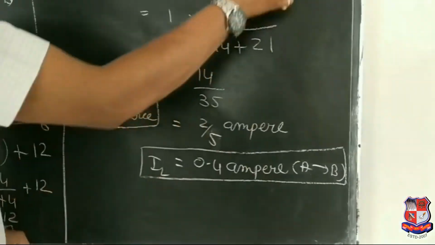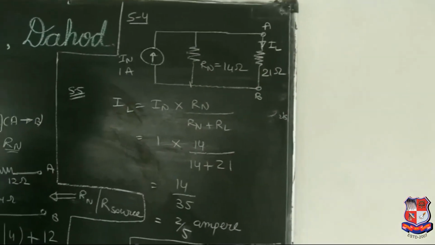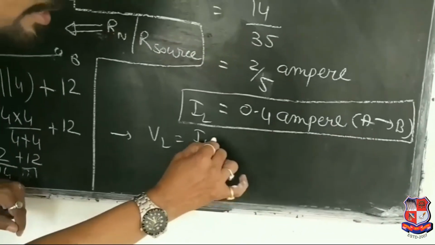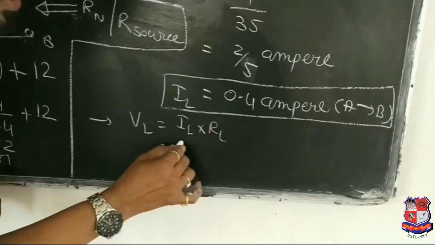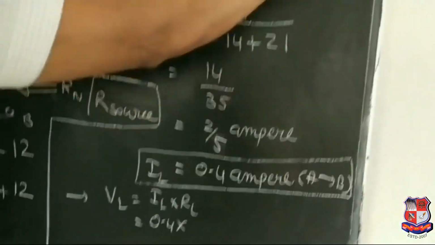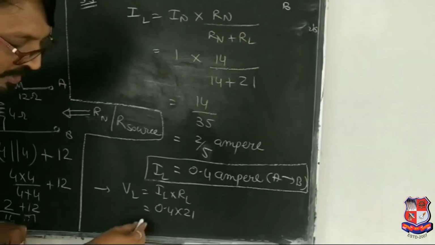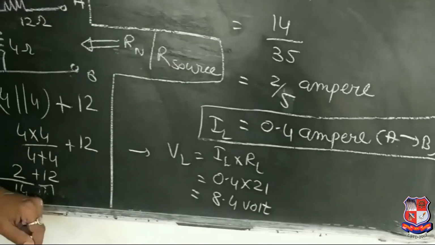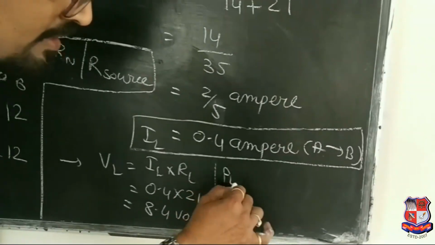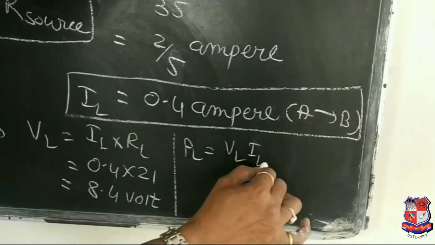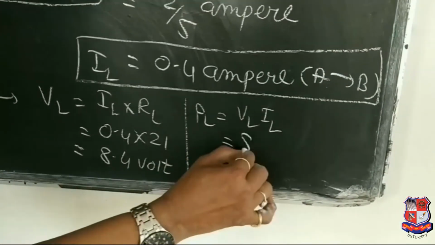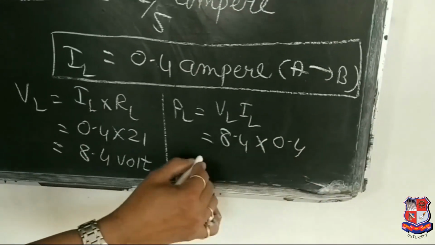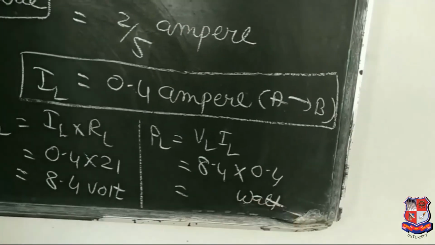Now, if you want to find the voltage across this 21 ohm, then we can say VL equals IL into RL. Now, what is the VL? 0.4 multiplied by RL, that is 21 ohm. If we multiply, we get 8.4 volt. That is our VL. Or if you want to find the power, then it will be given by VL into IL. VL we have 8.4, and the current IL is 0.4. By multiplying these two, we get the power in terms of watt.